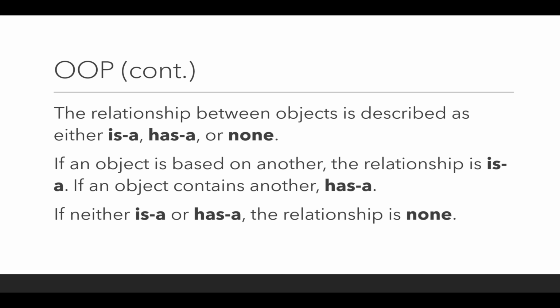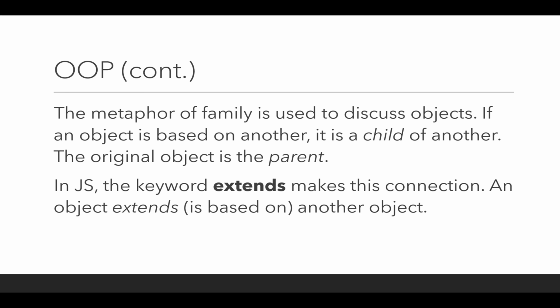If I have something, it is has a, which again sounds kind of silly in English, but those are the two main relationships in object-oriented programming. If one object and another object are neither is a or has a, their relationship is none. There is no relationship between those two objects. So again, the metaphor of family is important to understanding objects.